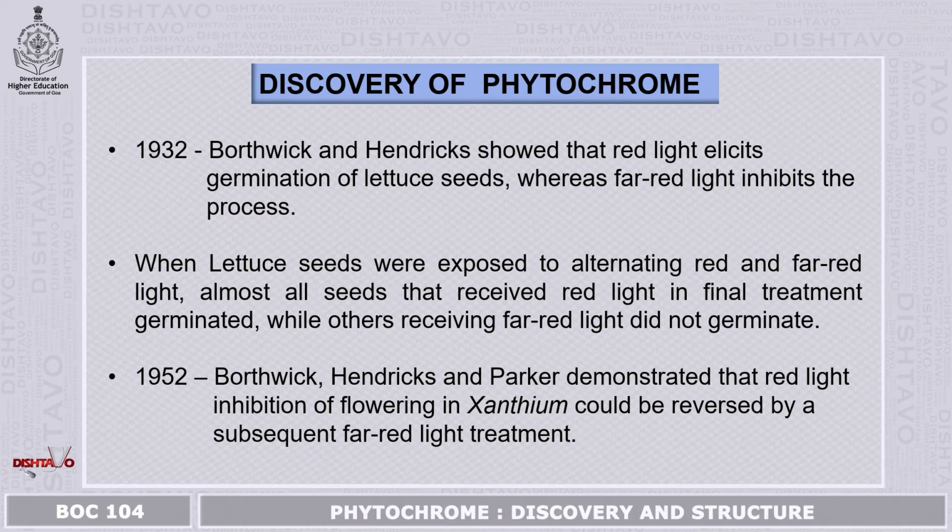Later, in 1952, Borthwick, Hendricks and Parker demonstrated that red light inhibited flowering in xanthium, but this effect could be reversed with exposure to far red light. In lettuce, red light stimulated germination of seeds, but in xanthium it inhibited flowering, while far red light stimulated the flowering of this plant.